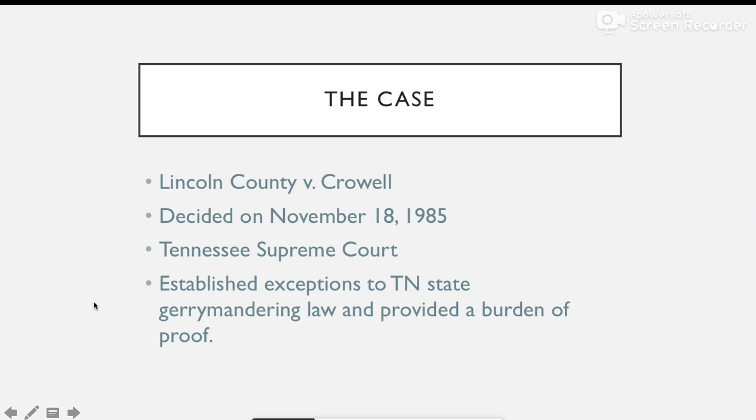All right. So the case I chose was Lincoln County versus Crowder. It was decided on November 18th, 1985. It went to the Tennessee Supreme Court. And what it did is it established exceptions to the gerrymandering law in the Tennessee Constitution, and it provided a burden of proof for those gerrymandering claims.